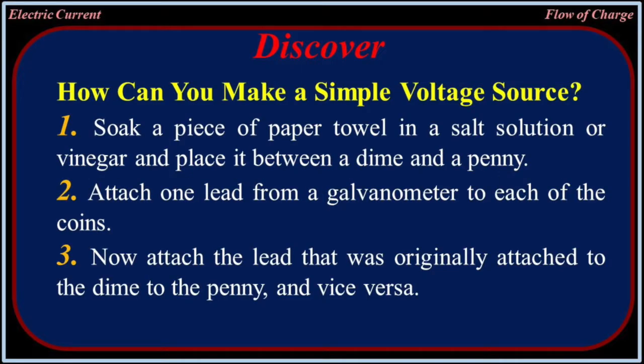How can you make a simple voltage source? Soak a piece of paper towel in a salt solution or vinegar and place it between a dime and a penny. Attach one lead from a galvanometer to each of the coins. Now, attach the lead that was originally attached to the dime to the penny and vice versa.